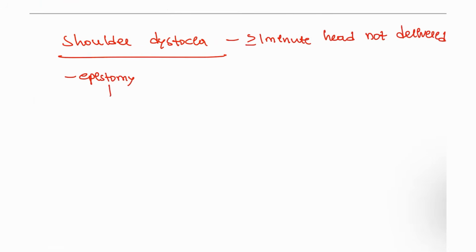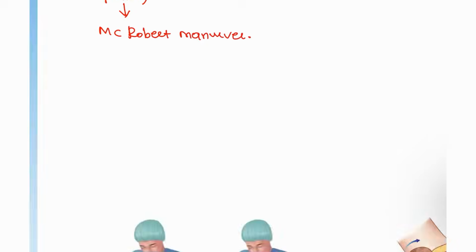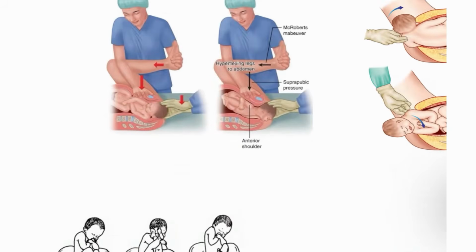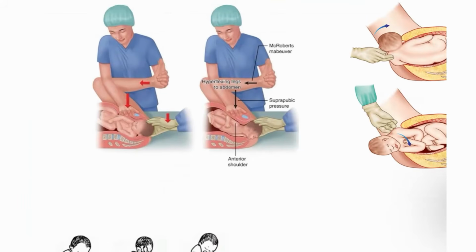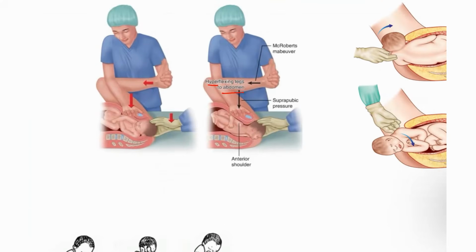Then immediately after that, we are going to proceed for the McRoberts maneuver. This is the McRoberts maneuver, guys. What you are going to do is hyperflex the legs to the abdomen, and then give pressure with the anterior shoulder on the abdomen. This is how we are going to give the pressure.